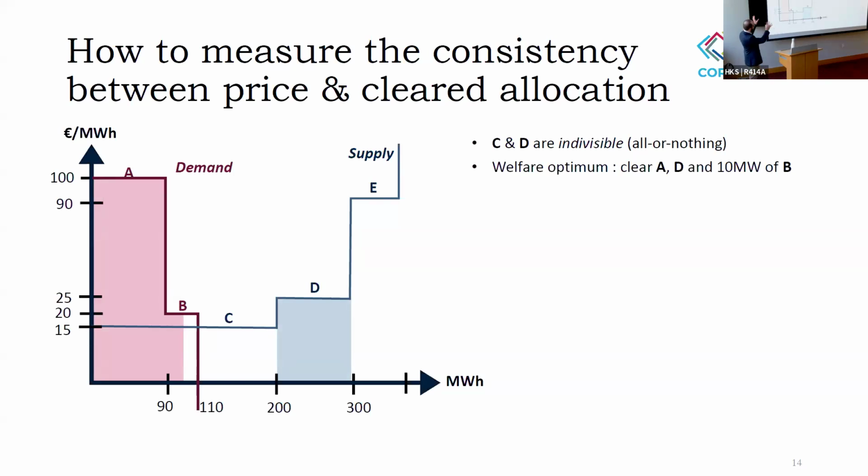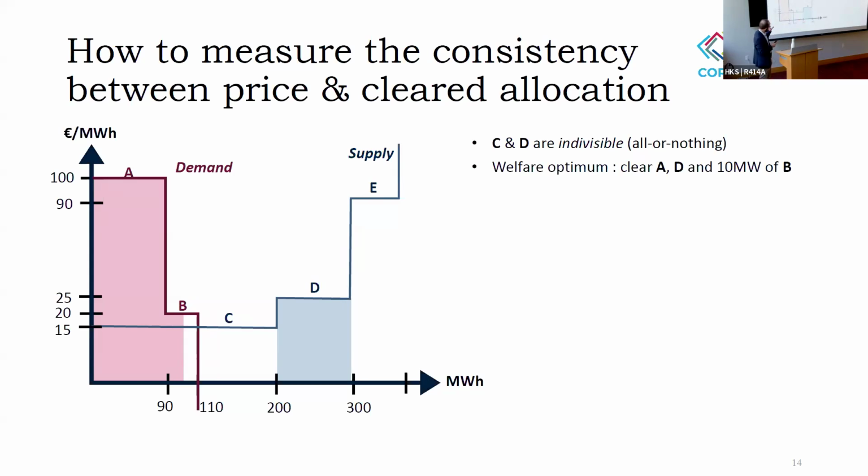And by the way, I promise this is the last example of the slide. So the allocation that would maximize the total surplus would be the following. Bid E is cheaper than D, but you don't want to clear it, because since it's indivisible, if you clear it, you should clear 200 megawatt of it. And so considering that, the cheapest solution is to select bid D instead of C.